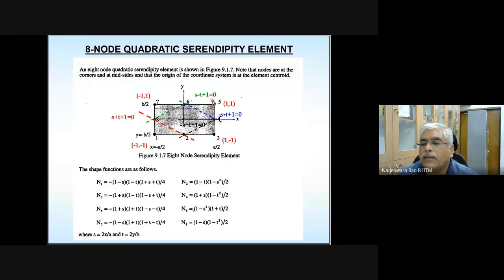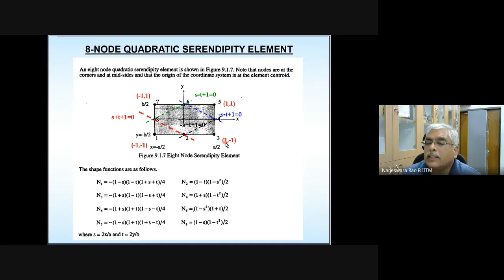And what is the equation of this line? What is the equation of the line connecting 3, 4, 5? It is nothing but s is equal to 1. S is equal to 1 is the equation of this line.